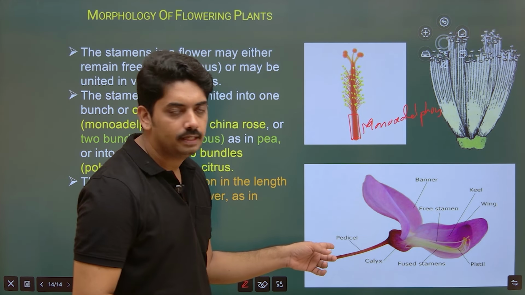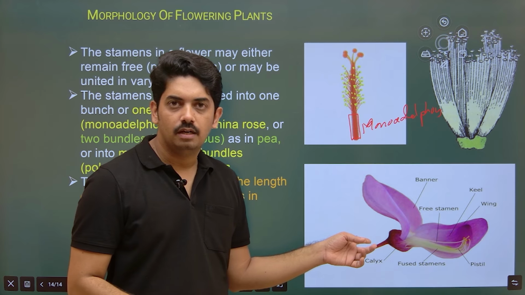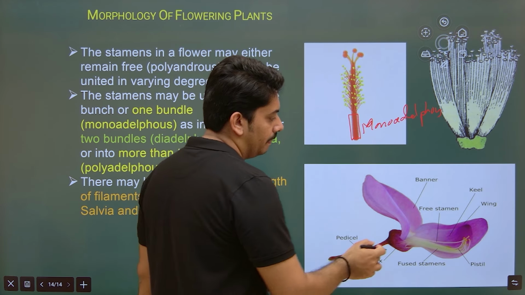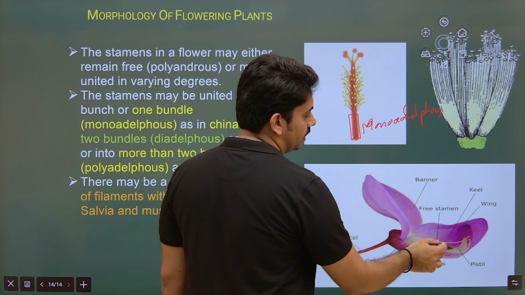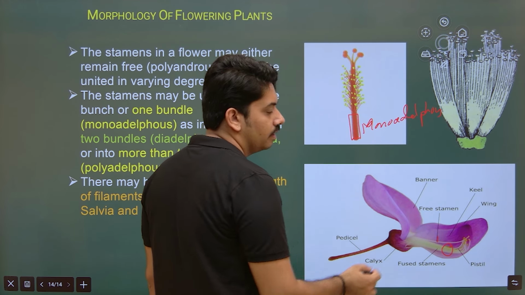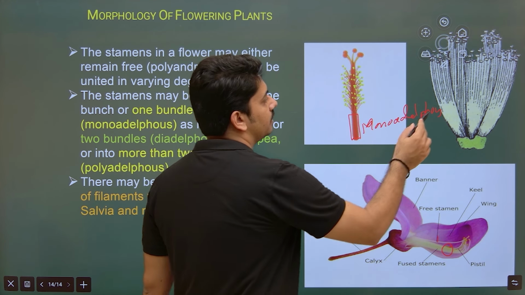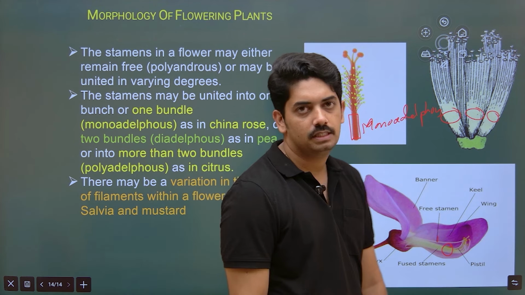Okay. Here in the case of Crotalaria, or you can say Clitoria, or any members of the Fabaceae, the arrangement of Androecium is in two bundles. This is one bundle, this is separate. So this is called diadelphous condition. Sometimes they form multiple bundles, then it is called polyadelphous condition.